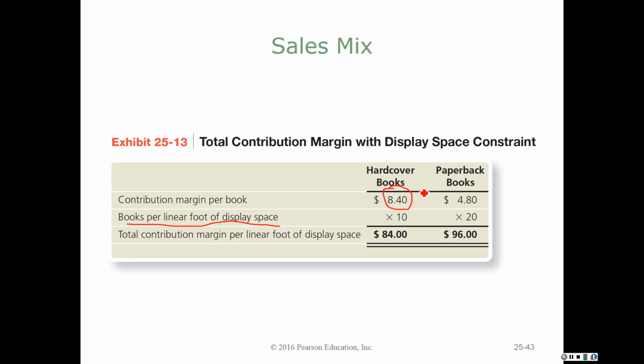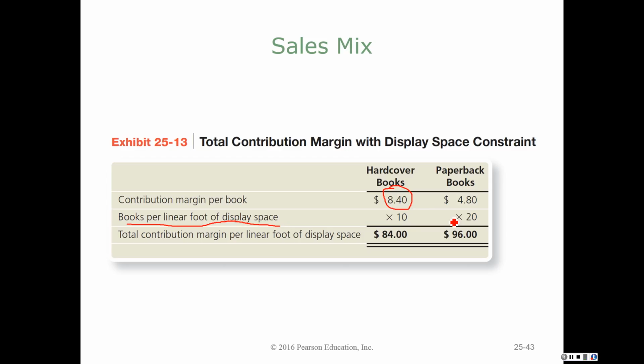Okay, but those qualitative factors always come into play. So obviously, based on our problem, we have a limited amount of display space, and we probably want to give our customers an option of hardcover and paperback books. But when we're trying to determine our best sales mix, what we're going to do is take our contribution margin, and in this case it's times the linear square foot, because the more display space I have, the more contribution margin I can generate. So it's simply 8.40 times 10, 4.80 times 20.